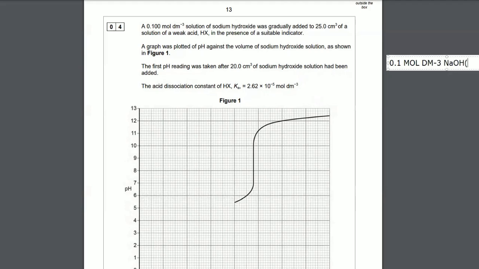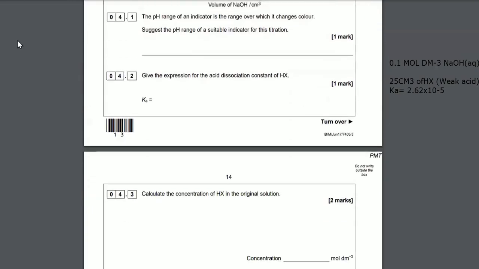Okay, 0.1. I'm going to write some details down on the side here. When you scan read this, you know you're going to do some calculations. So I'll get down that concentration, label it as the sodium hydroxide, 0.1 mole sodium hydroxide. Label the fact that we've been told we've got 25 centimeter cubed of weak acid to be neutralized, and that we've been given the Ka, 2.62 times 10 to the minus 5.